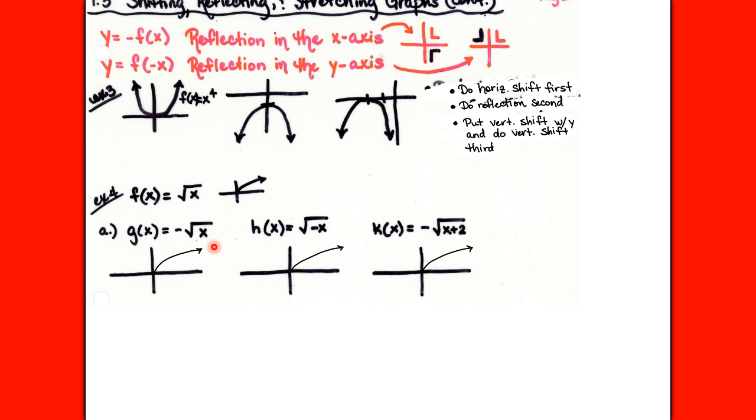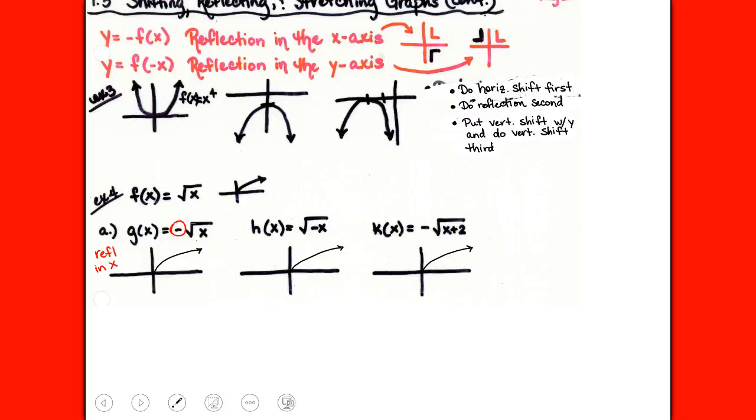So I put our original function on there just so we can use it as a guide to graph the new function g of x. We said that if you put a negative out in front of the entire function, that's a reflection in the x-axis. And that's exactly what they've done right here. They've got a negative out in front of the entire function, so that's going to be reflection in the x-axis.